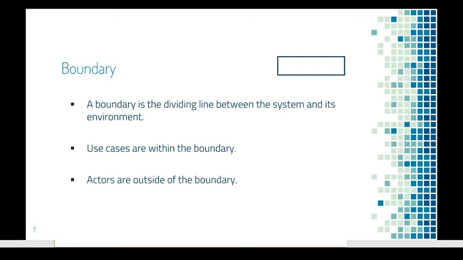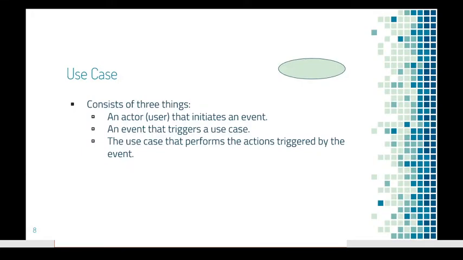Within the use case diagram, the use cases are within the boundary. So it has a line that divides the system and the actors. And actors are outside the boundary in the use case diagram. A use case consists of an actor that initiates an event. Actually, a use case is an interaction of the actor towards the system.